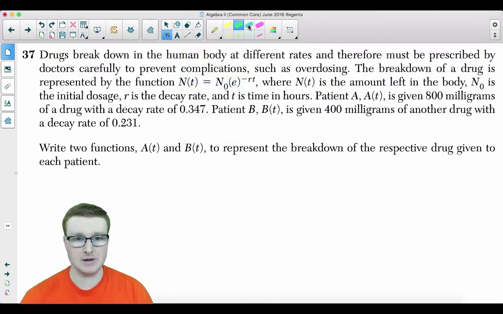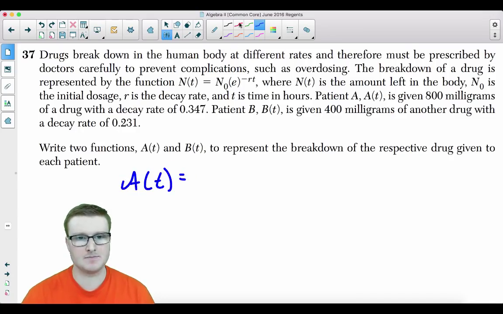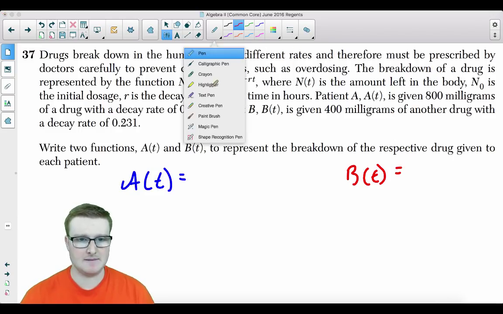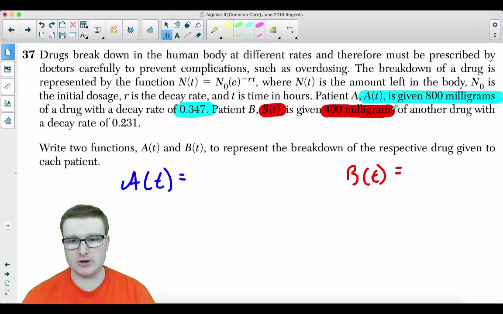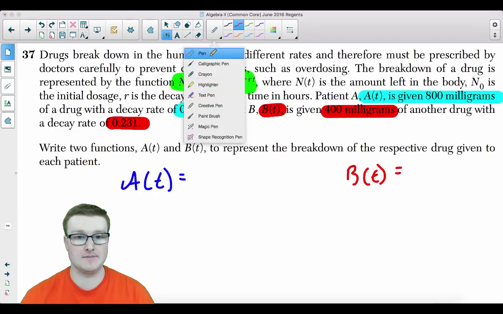So, here we go. I'm going to make A of t blue. So we're going to find A of t, and we're going to find B of t. A of t is given 800 milligrams with a drug decay rate of 0.347. And B of t is given 400 milligrams of another drug with a decay rate of 0.231. And the general equation is this up here.